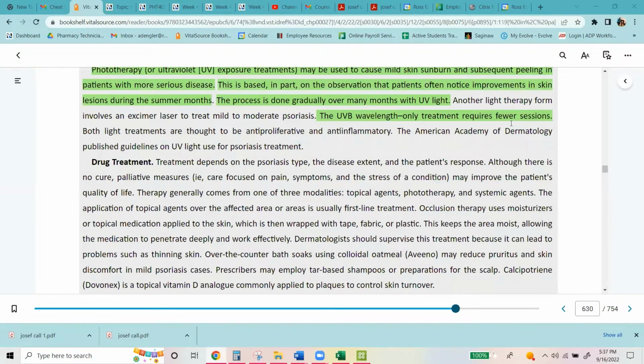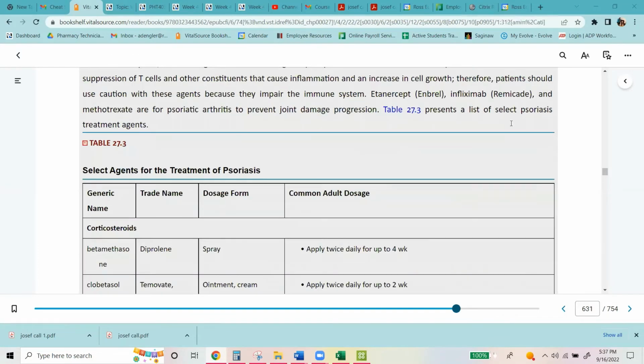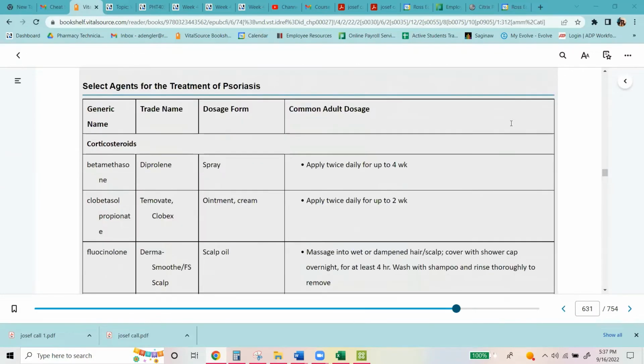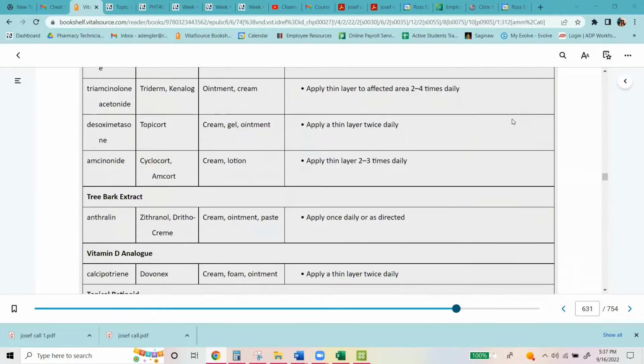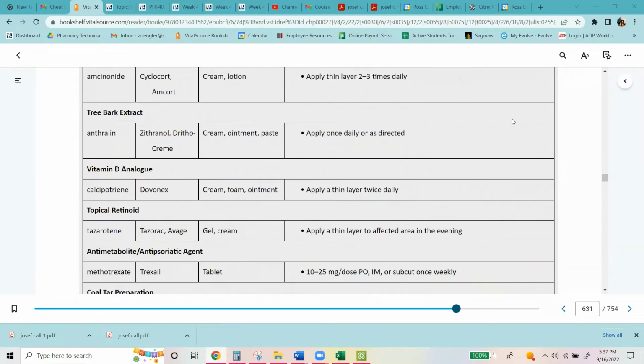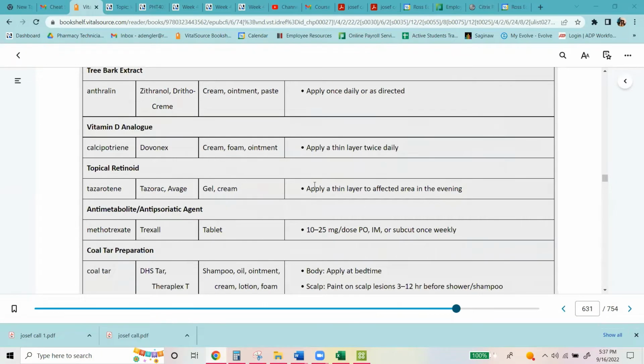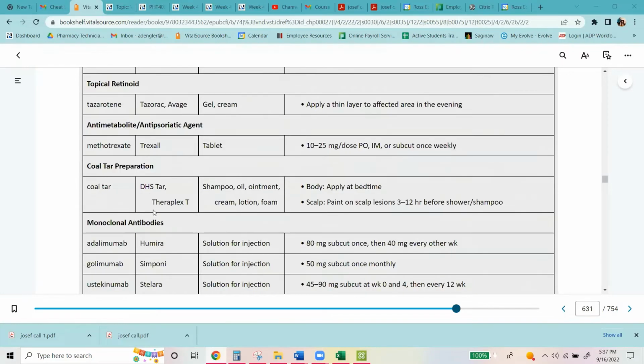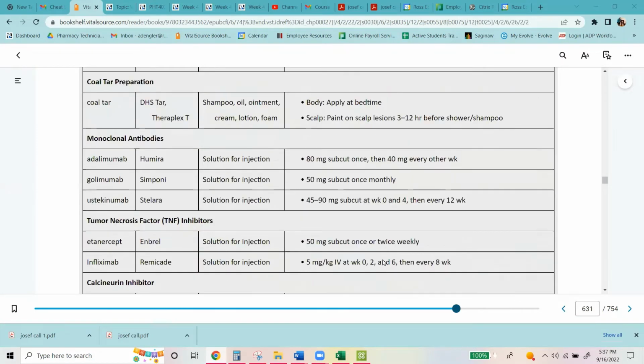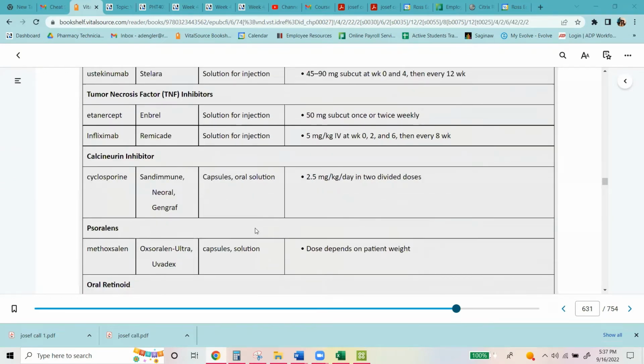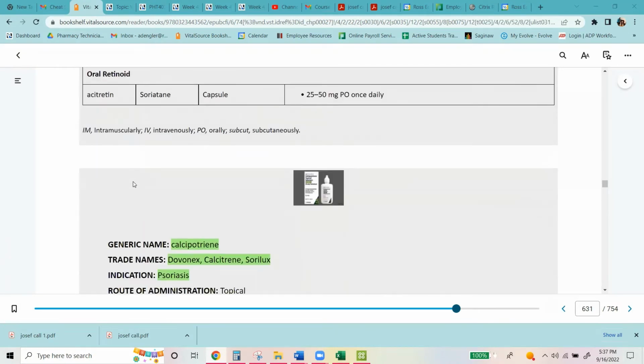The UVB wavelength is the only treatment that requires fewer sessions. We have in Table 27.3 select agents for the treatment of psoriasis. We have corticosteroids, tree bark extract, vitamin D analogs, topical retinoids, anti-metabolites, and an anti-psoriatic agent, coal tar preparation, and monoclonal antibodies, TNF inhibitors, tumor necrosis factor inhibitors, calcineurin inhibitors, and psoralens. We also have oral retinoids like Soriatane.